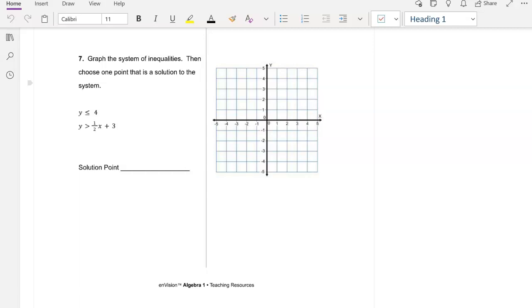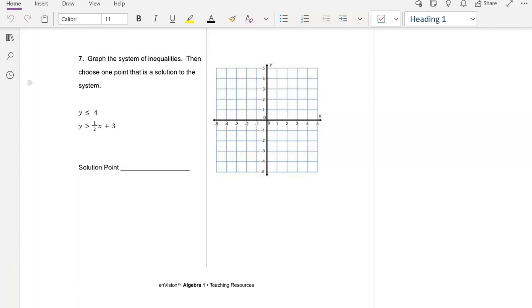Good morning. We have updated our practice test, and I just wanted to give you two examples of some things that you're going to see that are not on the original video for the practice test. The first is question 7. It says graph the system of inequalities, then choose one point that is a solution to the system.